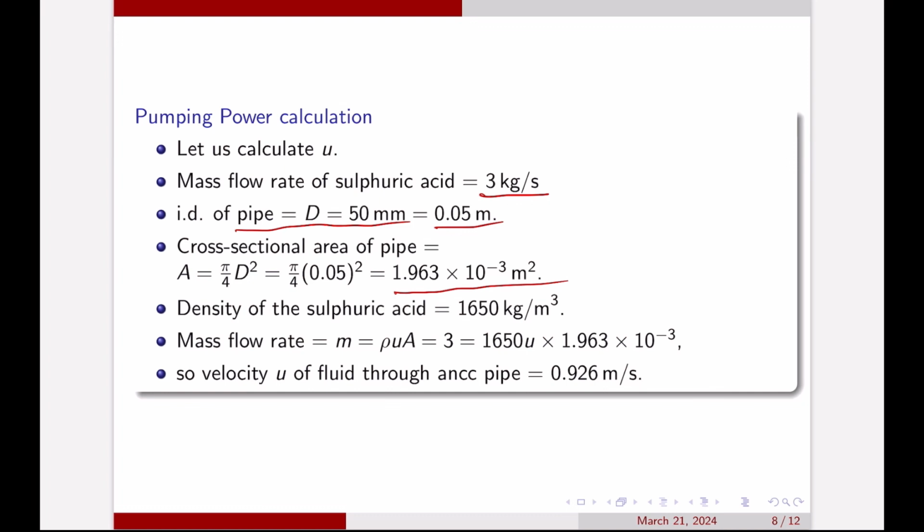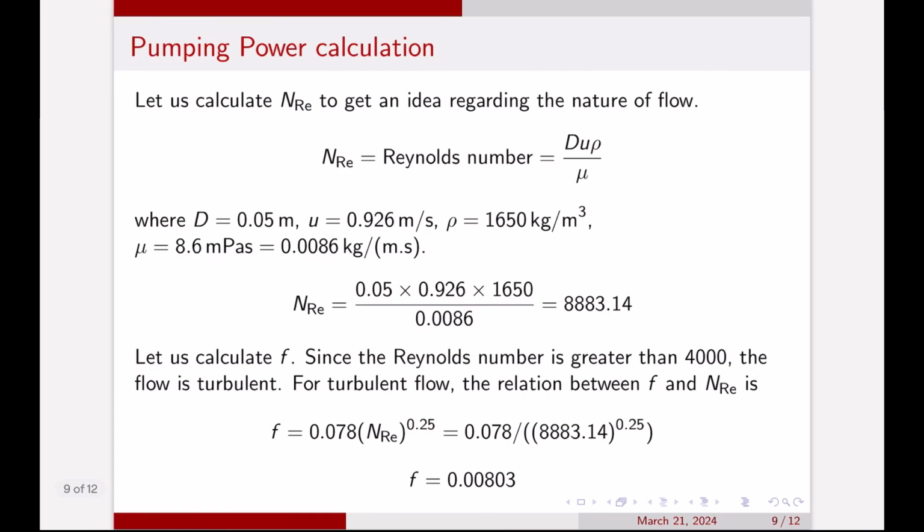Now density of the sulfuric acid is given, 1650 kg per meter cube. Now mass flow rate m is nothing but rho U A. So we know rho, we know area, so we can easily calculate the velocity. If we plug in, velocity U of the fluid through the pipe will be 0.926 meter per second.